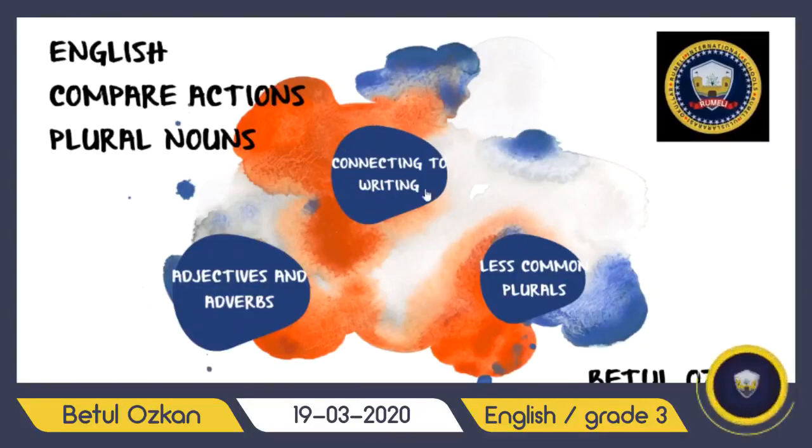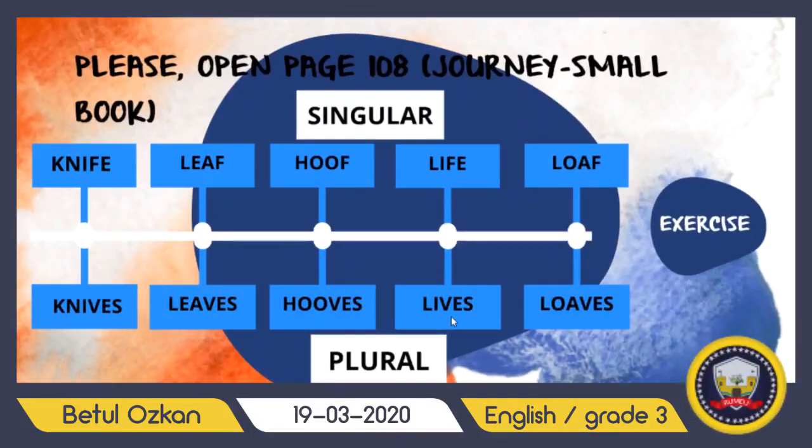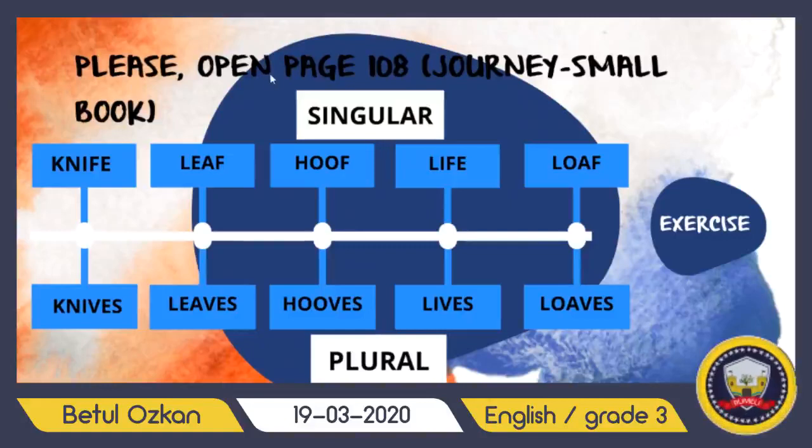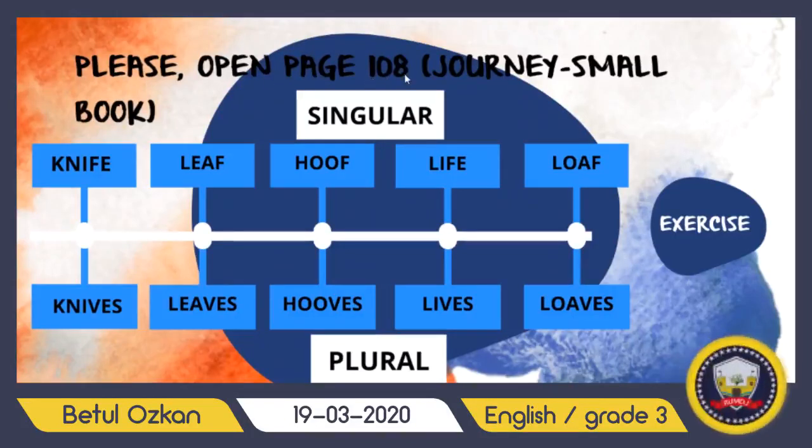Let's move. Okay, right now we talk about connecting to writing, how I can write my adjectives and adverbs by using -er and -est. Right now we will talk about less common plurals. What does it mean? Remember irregular verbs. So it's kind of like irregular verbs. It will be irregular plurals. How can I show it? Please open page 108 from your Journeys small book.